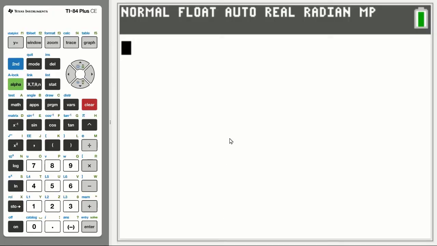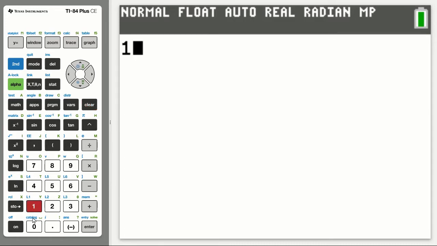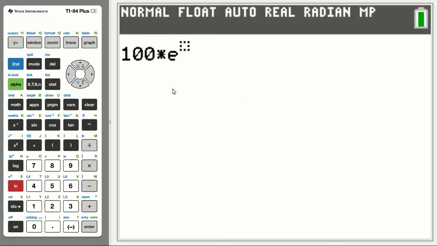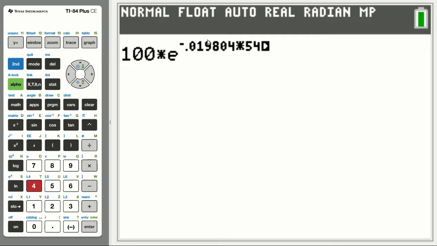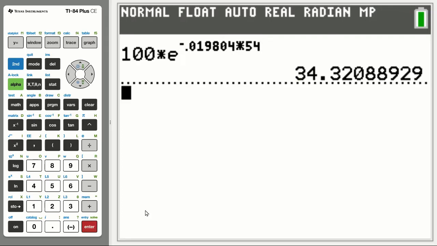All right, so now back on my calculator, I'm looking at 100 multiplied by e raised to the power of, now my k is negative 0.019804. Okay, and then I'm going to multiply that with t being 54. Okay, so this is from what was on the board earlier. Now I'm going to go ahead and hit enter. All right, so this is our final answer right here. That means in 54 hours, our radioactive substance remains only 34.32 milligrams.